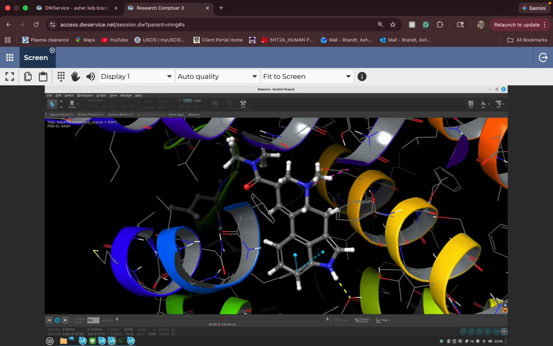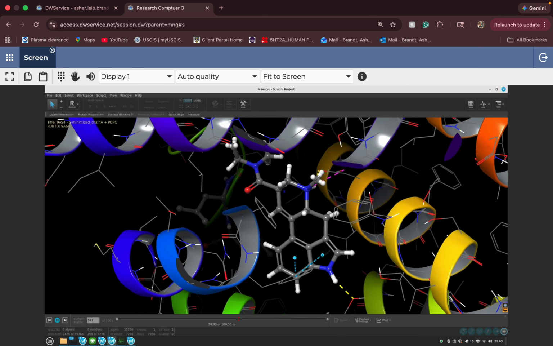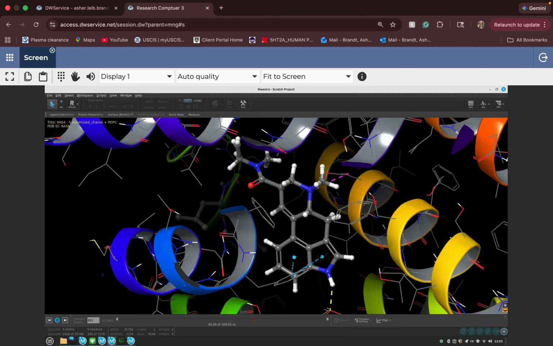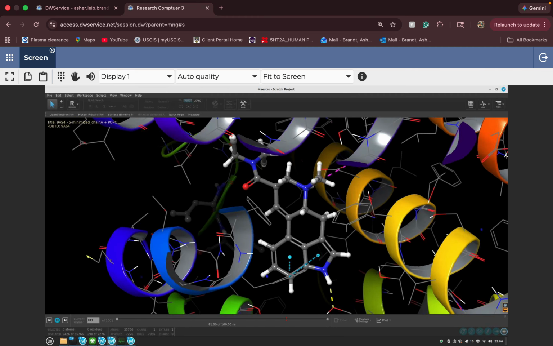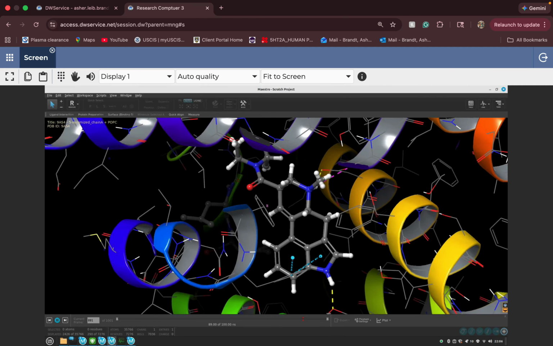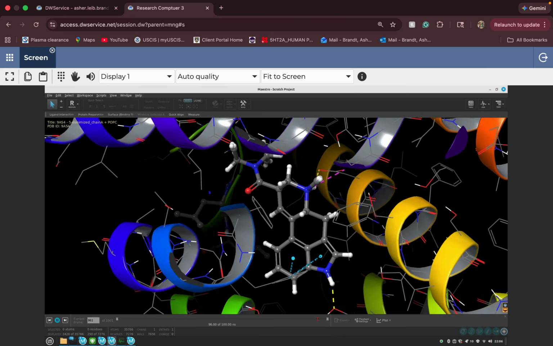You see it maintain the salt bridge the whole time. You see it maintain the hydrogen bond with serine 242. And you see it maintain the dual pi-pi with this residue phenylalanine over here in front.